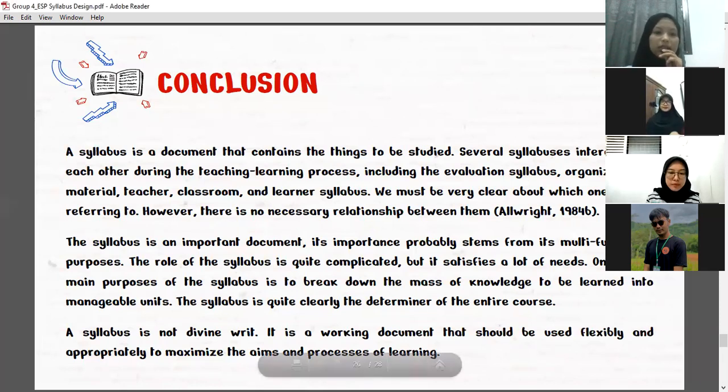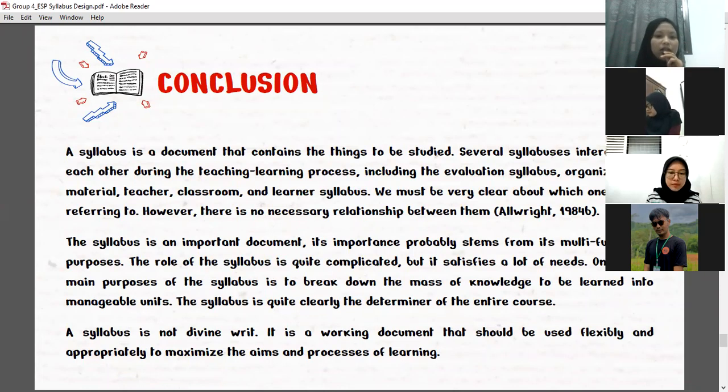The syllabus is an important document. Its importance probably stems from its multifunctional purposes. The role of the syllabus is quite complicated, but it satisfies a lot of needs. One of the main purposes of the syllabus is to break down the mass of knowledge to be learned into manageable units. The syllabus is quite clearly the determiner of the entire course.